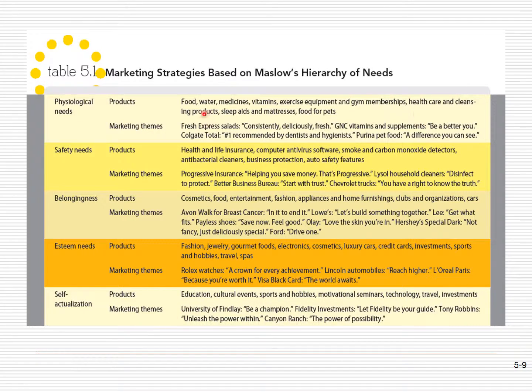So until all of your physiological needs are sated, we won't move on to the safety needs. So if you're hungry, if you're cold, if you're sick, that's going to take precedence over making sure you're safe, or making sure you have friends, making sure you feel good about yourself, making sure that you've accomplished everything you can in your life, which is what these other levels do. So you can see some examples here. Physiological needs would include things like food, water, medicine, vitamins, exercise equipment. All these things satisfy physical needs, right?